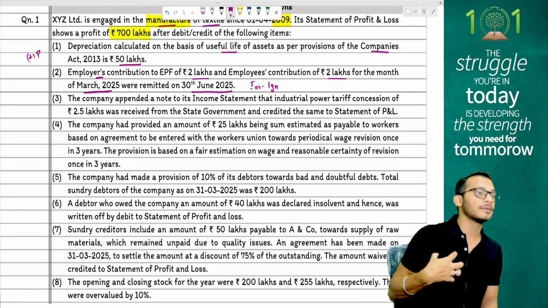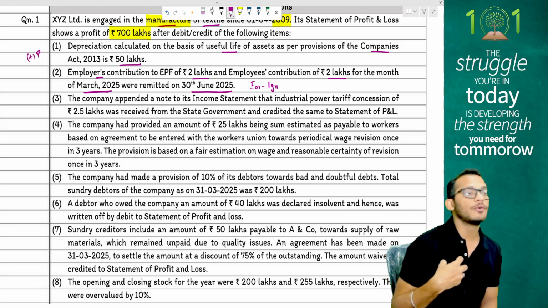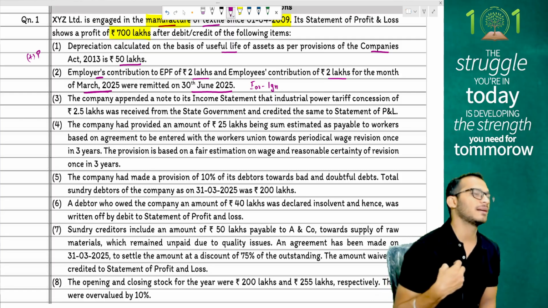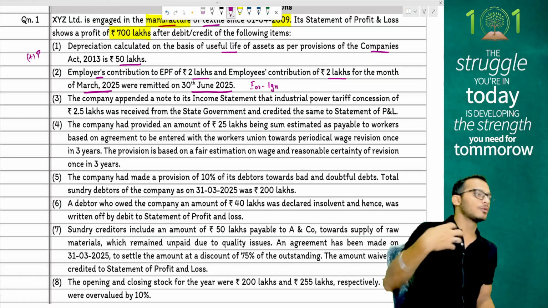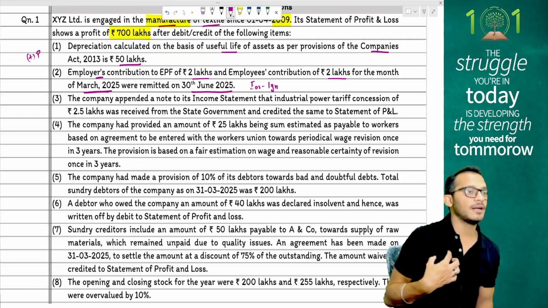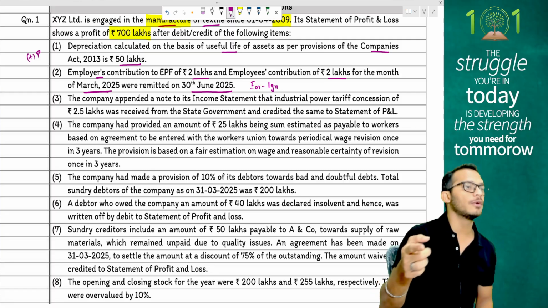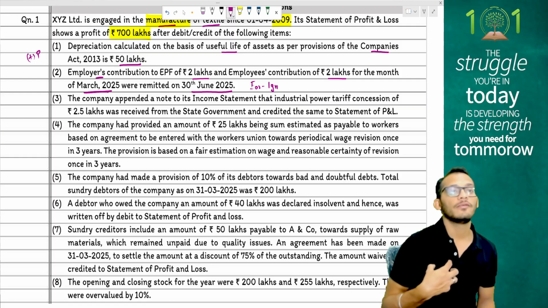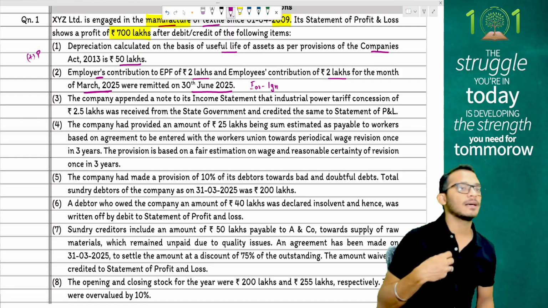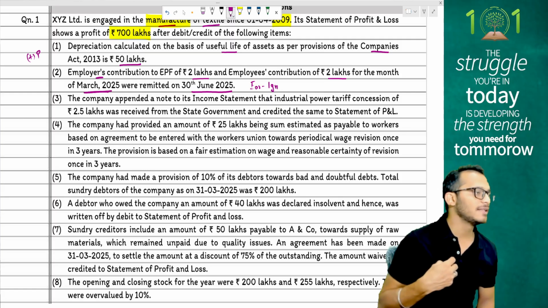You have received it from employees and then paid to the government. So when you received it, you would have credited it to P&L. It is showing as income. Correct? People, when did you receive? In the month of March. So in the month of March, you credited. You paid it in June. So only in June you would have debited. For the month of March, it is showing received, and income tax also says received, and therefore ignore the information.